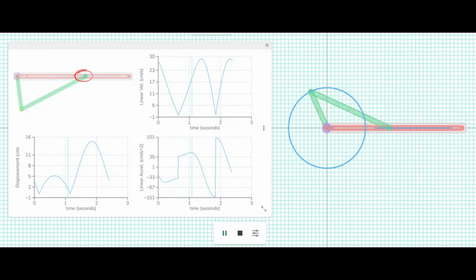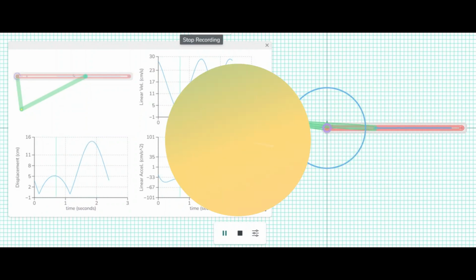Similarly, for a point on the slider, the variation of displacement, linear velocity and linear acceleration is plotted. See how the linear velocity and acceleration vary with time. That's the slider crank mechanism and how we use joint graphs to make sense of it. Simple, efficient, and widely used.